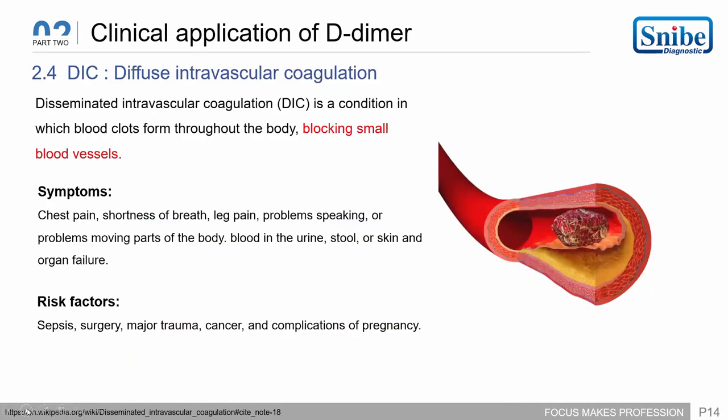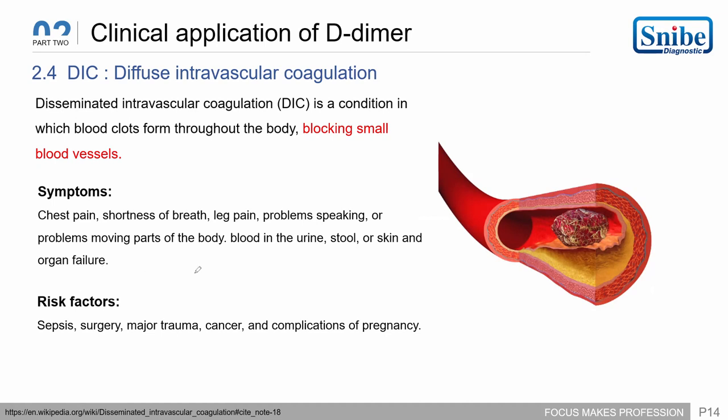If we talk about DIC, DIC stands for disseminated intravascular coagulation. Disseminated intravascular coagulation is a condition in which blood clots form throughout the body, blocking the small blood vessels. The symptoms are basically chest pain, shortness of breath, leg pains, problems speaking or problems moving part of the body, and blood in the urine, stool, or skin, and organ failure are the early symptoms of disseminated intravascular coagulation.